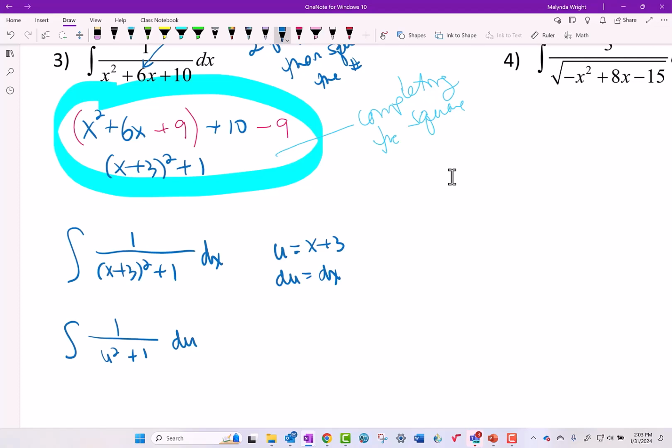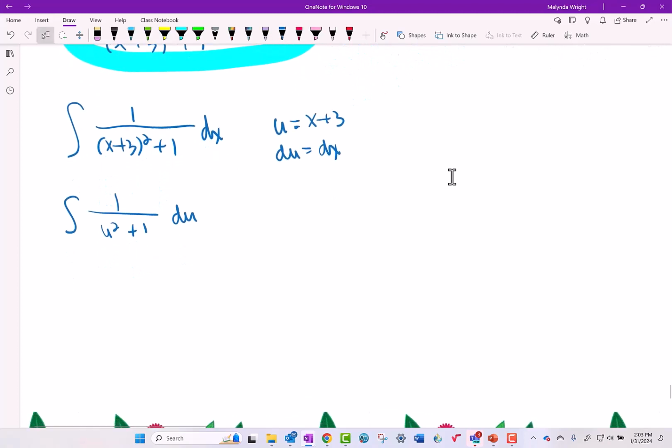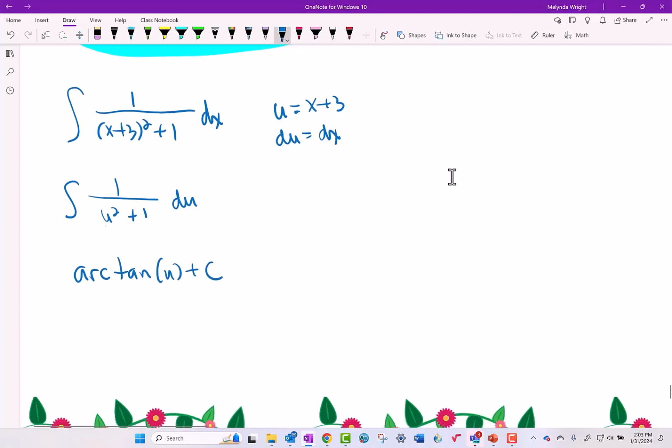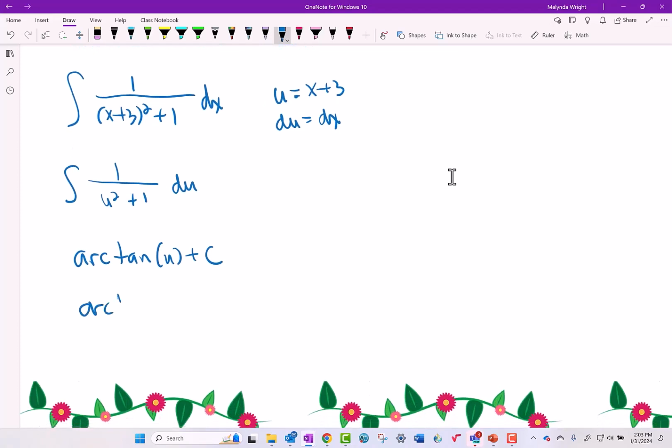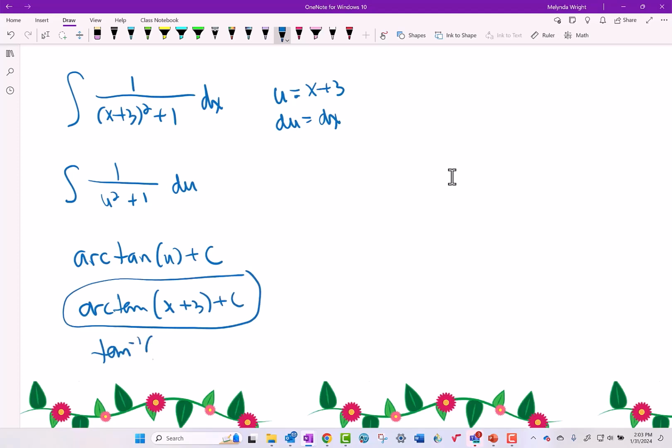Okay, so we know what that is, right? That is arctangent. So my answer is arctangent, and, well, I don't like using the little -1, but you totally can. Arctangent of u plus c, and we know u is x plus 3, so our final answer is arctangent of x plus 3 plus c. Now you can write arctangent, or you can write tangent to the -1 of x plus 3 plus c. It really doesn't matter to me which one you do. I just typically do arctangent because I think the -1 and the exponent is just weird.